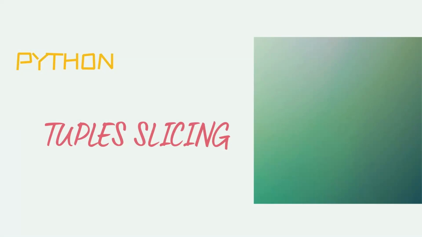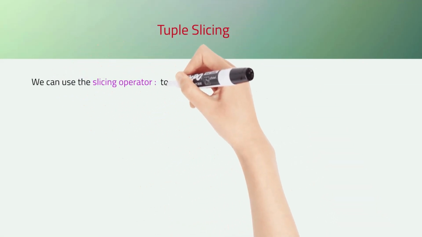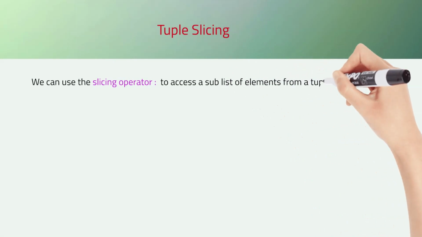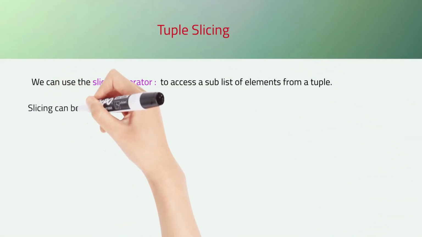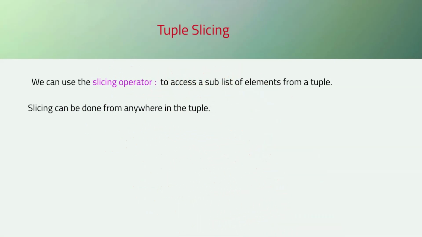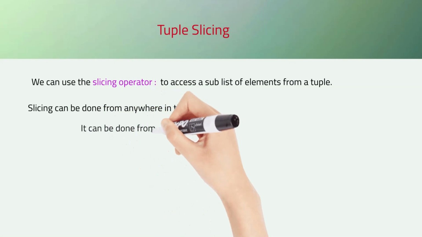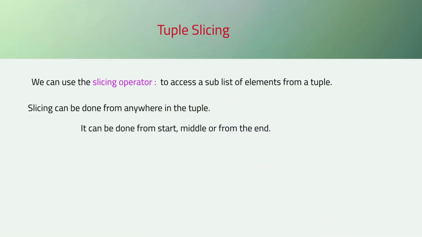In this video we will discuss slicing a tuple. Slicing operator can be used to access a sublist of elements within a tuple. Slicing can be done from anywhere in the tuple. It can be done from start, middle or from the end of the tuple.